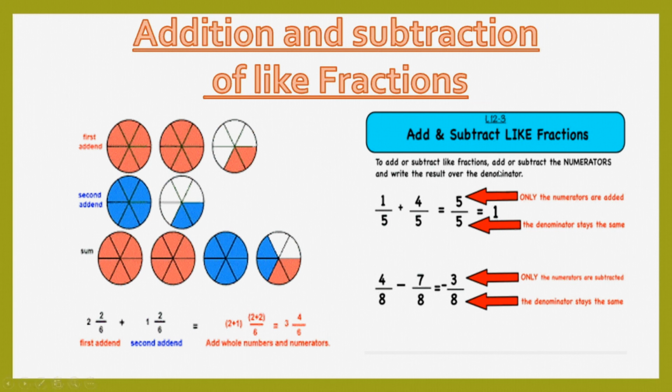To add or subtract like fractions, add or subtract the numerators and write the result over the denominator. Here these two are like fractions, so only add the numerators and write that as the numerator, and write the common denominator as the denominator. 5 by 5, which is equal to 1. Next, these two are also like fractions, so subtract only the numerators, which gives minus 3.